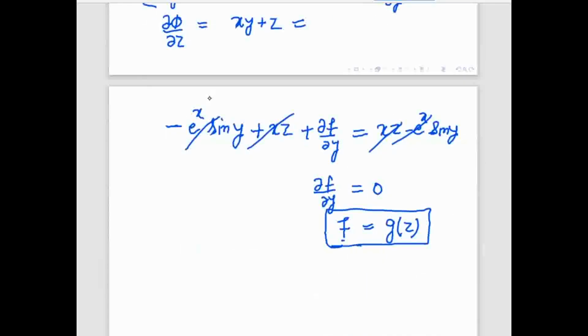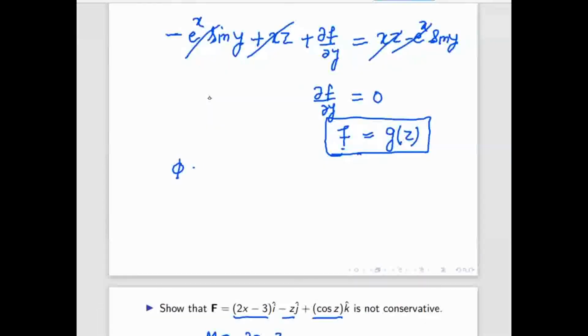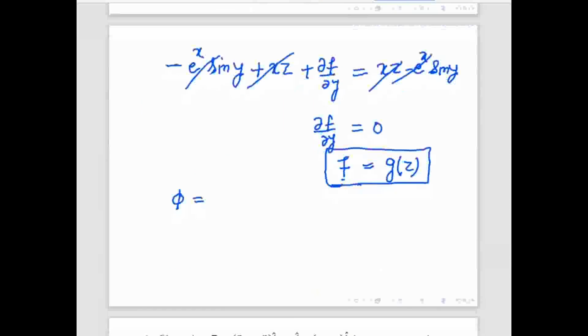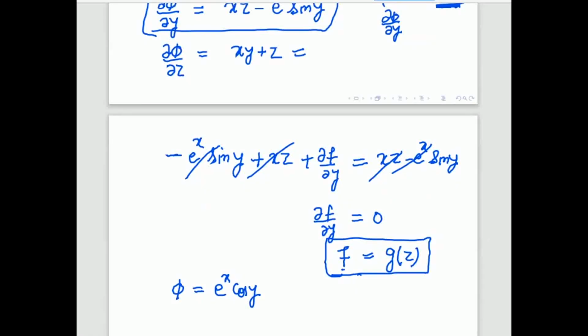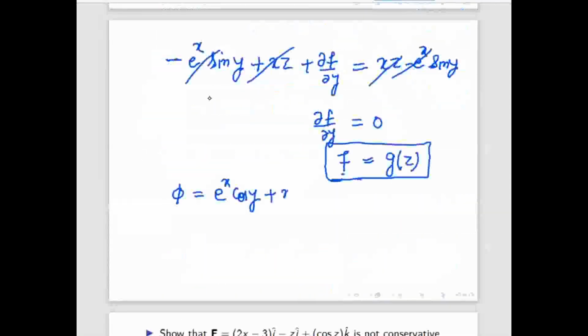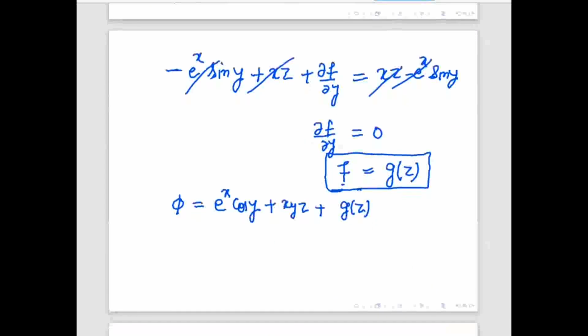So this f, we got a constant of integration, we will put here again and we will get the new value of phi. So I am putting this f here: e to the power x cos y, plus xyz, plus this function, g of z, the constant g of z. So what we will do, we will again differentiate this with respect to z and put it in the third equation. So that I will do in the next class.